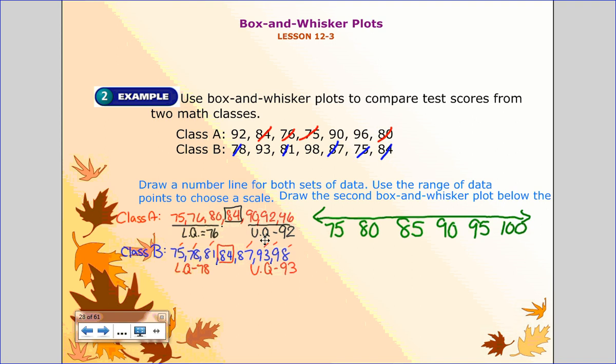Okay, and I'm going to start with class A. And I'm going to start with the median, so at 84. And then my lower quartile is at 76, which is right there.